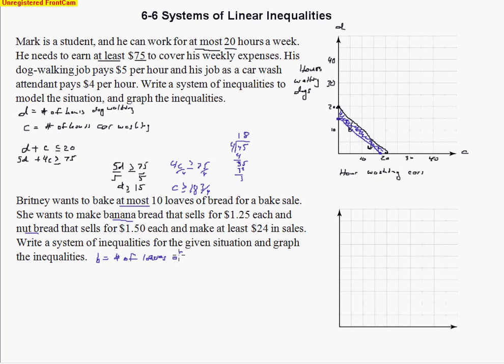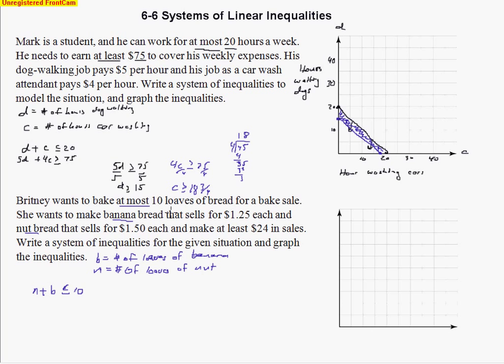Loaves of banana bread. And we'll go with N equals the number of loaves of nut bread. So now we'll go ahead and set up our two equations. So at most 10 loaves is what she wants to do. So N plus B is going to end up being less than or equal to 10. So she doesn't want to make any more than 10.